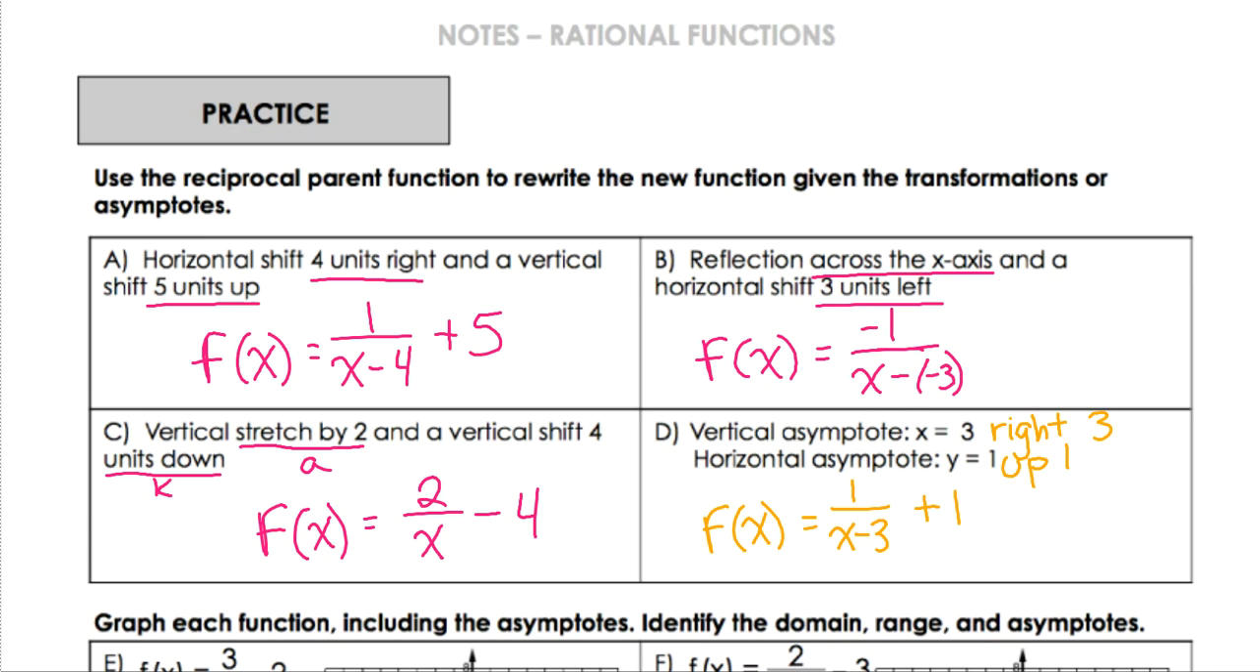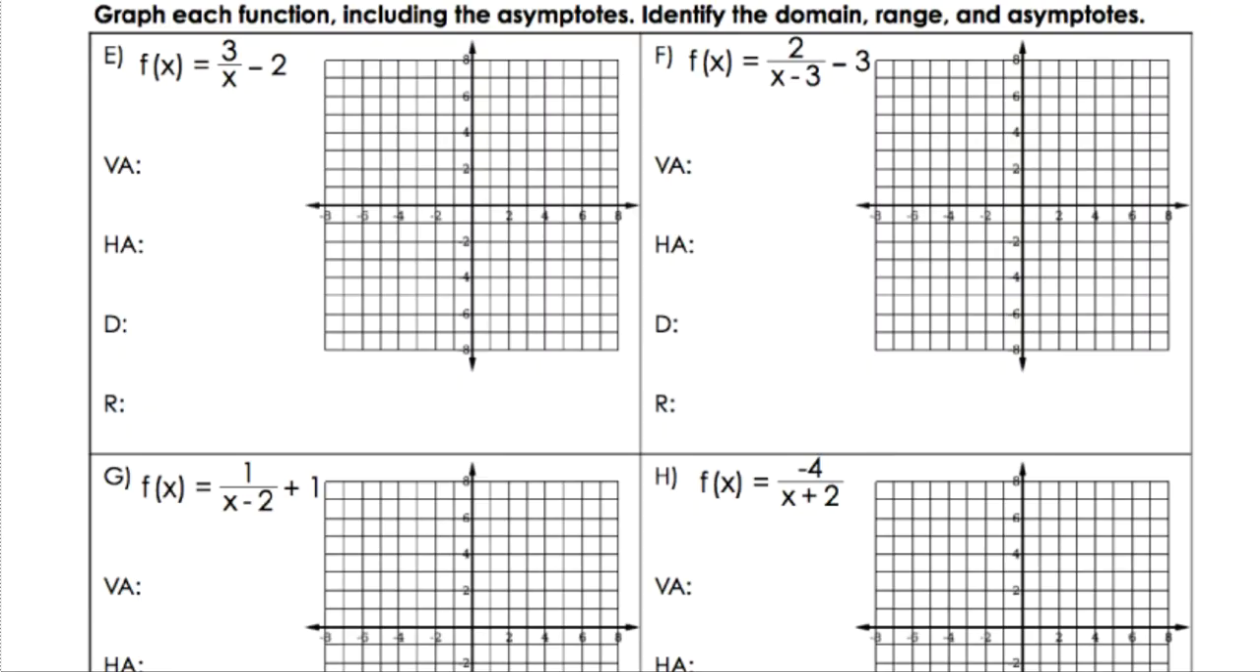Now we are going to graph some functions and then make sure we understand how to put the transformations on the actual graph. So for example, E here, we have the function 3 over x minus 2. What I usually have to do to think about these is think about what transformations are going on. So that 3 on top tells me that it's a stretch of 3. And then the minus 2 on the end tells me that it has shifted down 2.